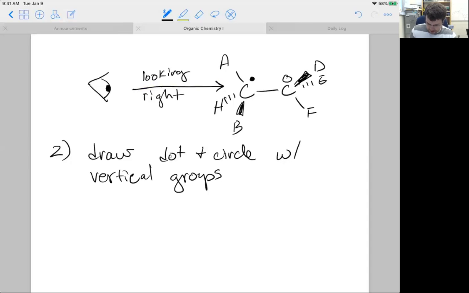I feel like I misspelled that. Okay, I gave it my best shot. So with the vertical groups, what do I mean? So we have a dot, we have a circle. That's step one.